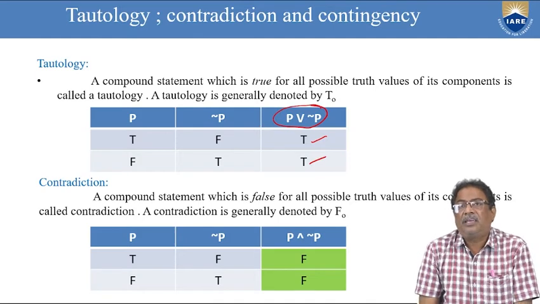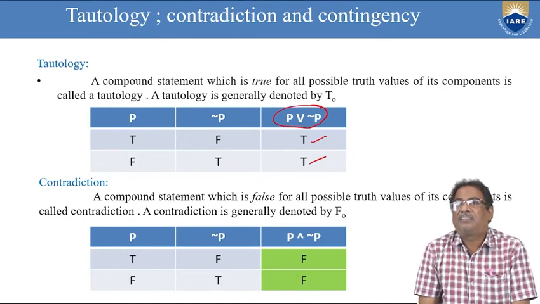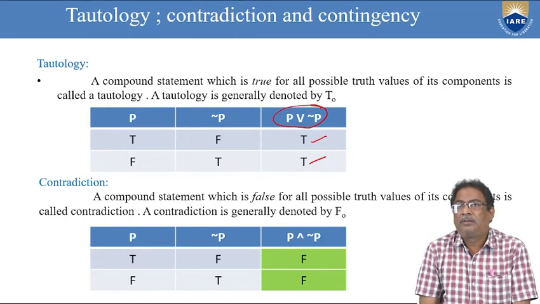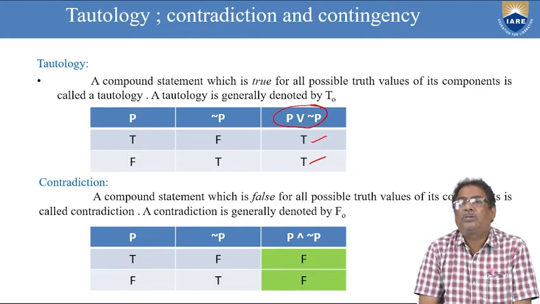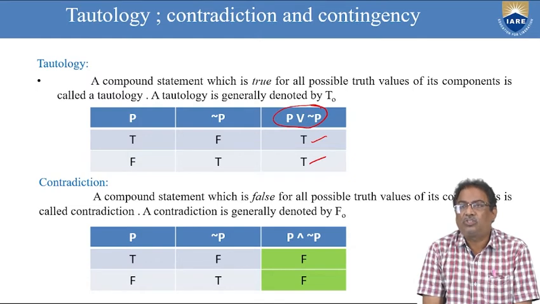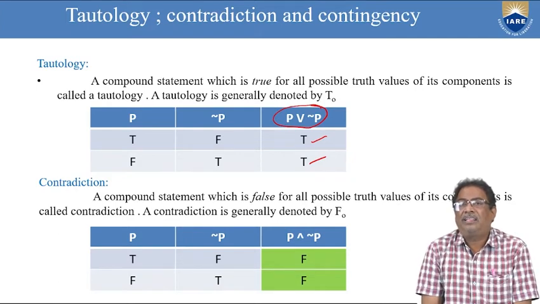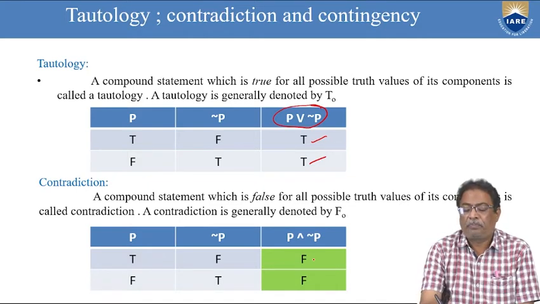So here, P is one proposition, negation P is another proposition. If I take the disjunction operation between them, for all the possible combinations we are going to get the truth value of P or negation P as true. So I am saying that it is a tautology.